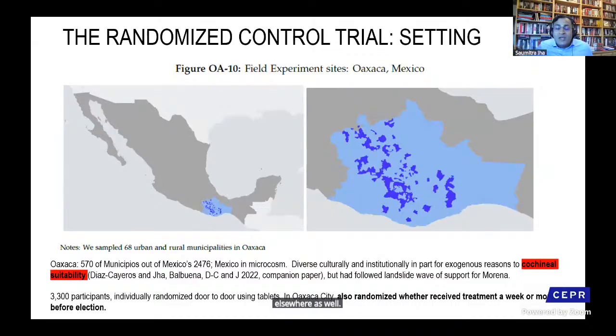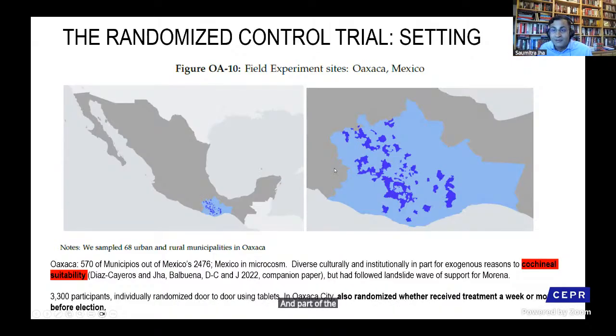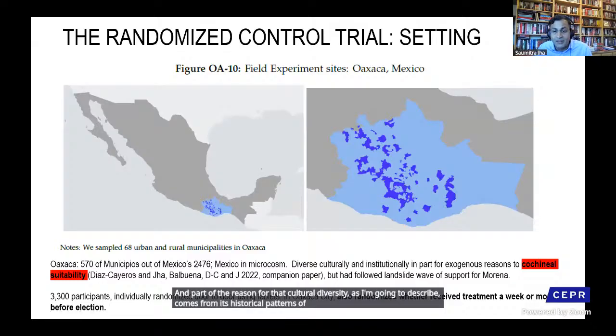Now, as I mentioned in the last class, the context we study is Oaxaca, Mexico, which wasn't chosen by accident. Oaxaca is one of the most culturally and institutionally diverse places in Mexico. It includes 570 municipios of Mexico's 2,476. And part of the reason for that cultural diversity, as I'm going to describe, comes from its historical patterns of exposure to trade, and how this changed the ethnic composition of that state.